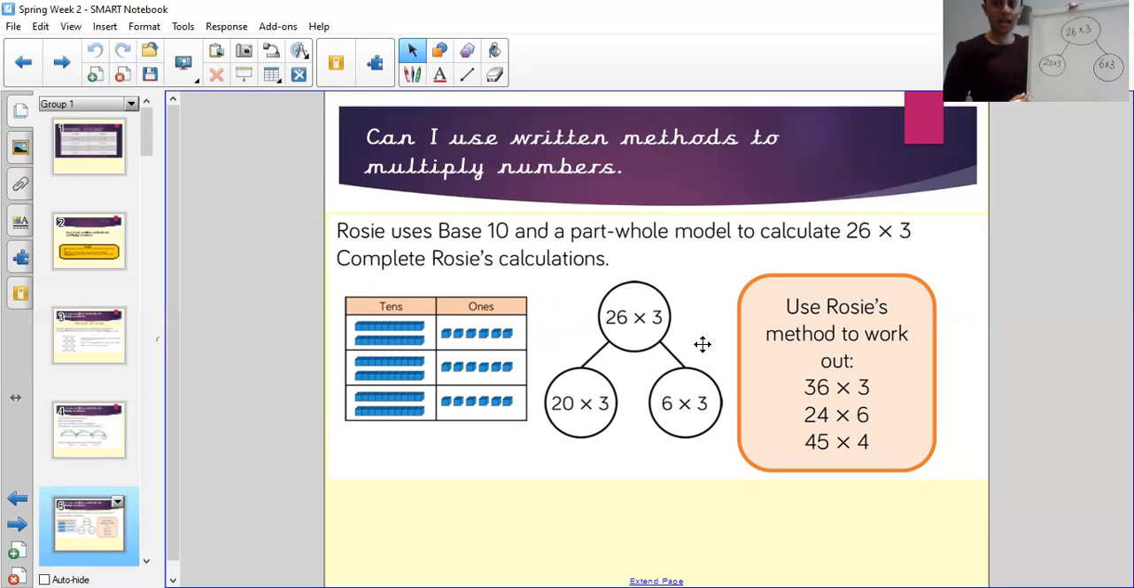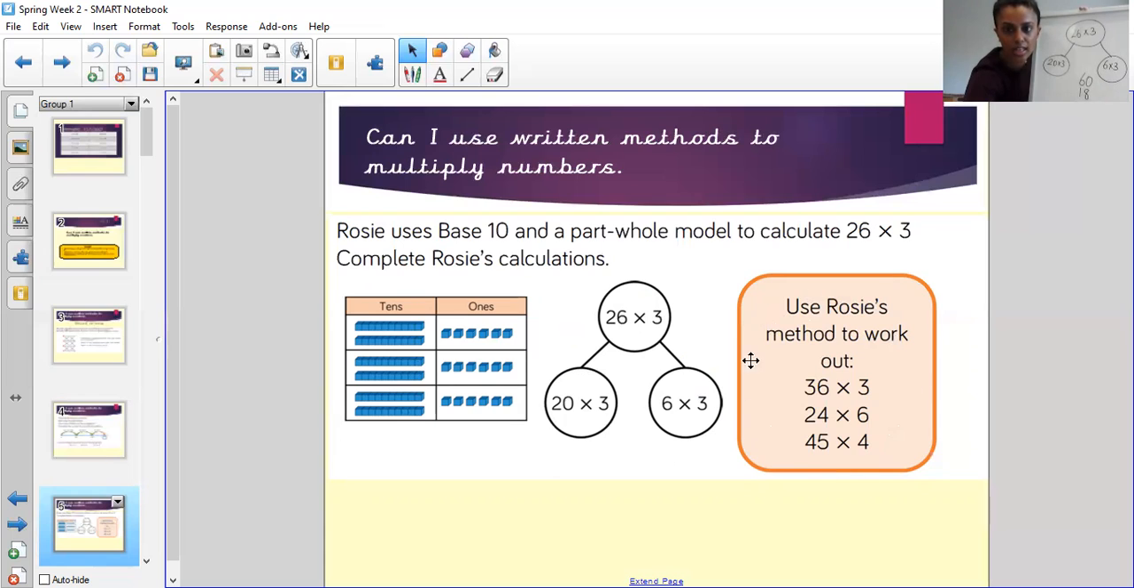Okay, so 20 times 3 is 60, and 6 times 3 is 18. So we can add it together. 0 plus 8 is 8, and 6 plus 1 is 7. So our answer is 78. All that you've done, if you look carefully here, is they split out the 10s and the 1s. So there's 2 10s, which makes 20. You times it by 3. 20 times 3, and then you work on your 1s column, which is 6 times 3.